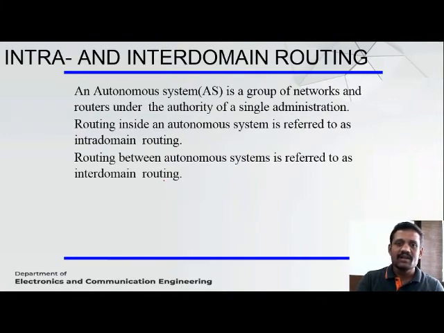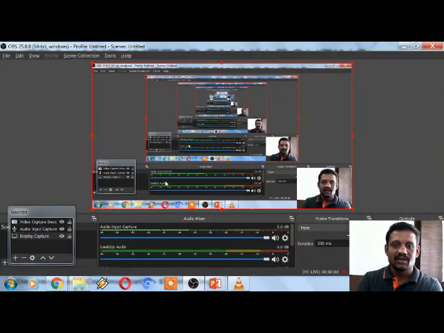Routing within the autonomous system is referred to as intra-domain routing, so we share information within the autonomous system. Compared with inter-domain routing, the information is shared among more than one, or multiple, autonomous systems. So, the definitions: the routing inside the autonomous system is called intra-domain routing. The routing between autonomous systems is called inter-domain routing.